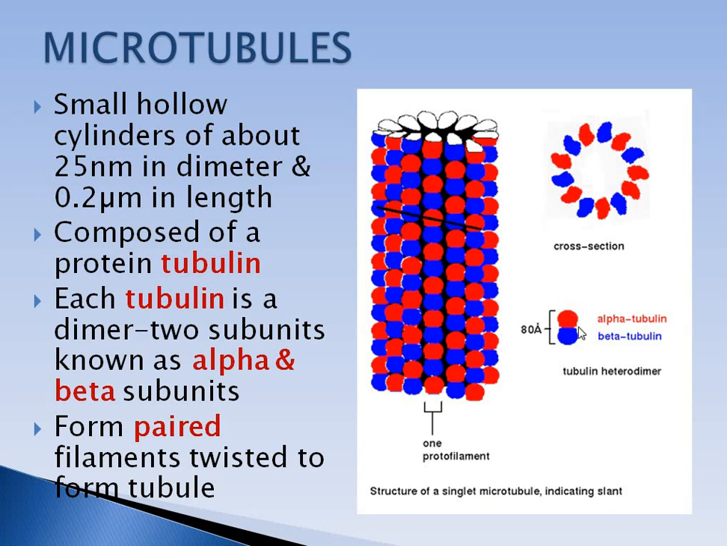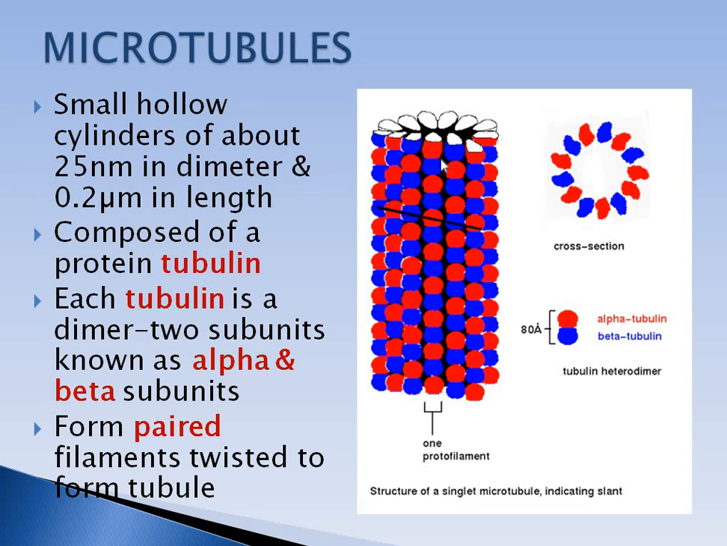In this figure, alpha unit is represented in this red color and beta is in blue color. And when they arrange together, one tubulin molecule is arranged with the second tubulin molecule in such a way that alpha tubulin of one tubulin always comes opposite to the beta of another molecule.